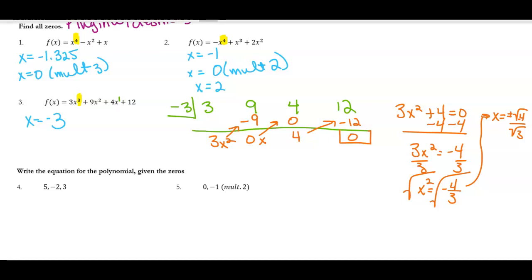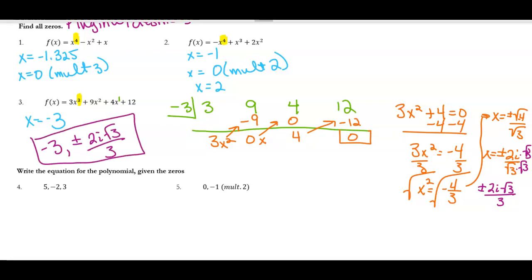Okay, so now the square root of -4 is plus or minus 2i, but I'm going to be a stickler. I'm not going to let you keep that square root of 3 on the bottom. So remember, we practiced this. You put a square root of 3 on the top and the bottom. And so now I have plus or minus 2i square root of 3 over 3. So my answer is -3 and then plus or minus 2i square root of 3 over 3. And those are my 3 answers.